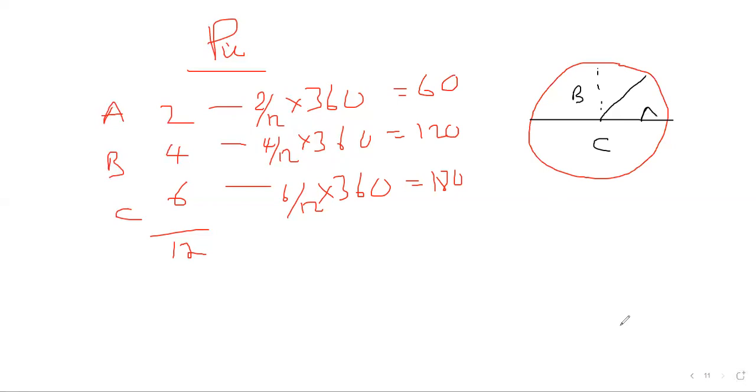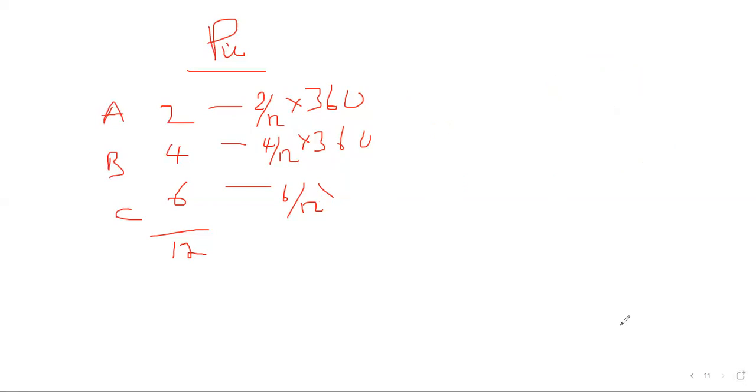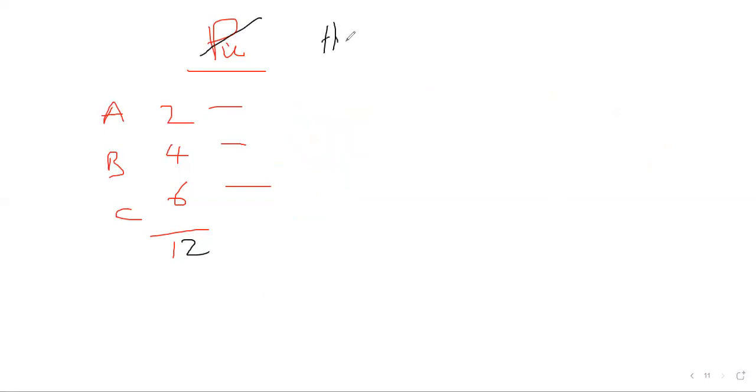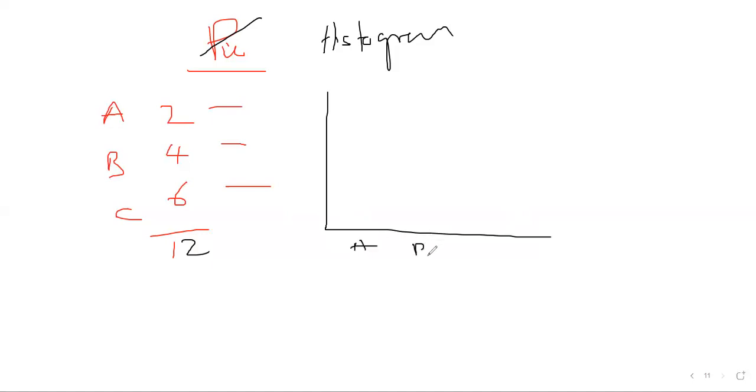Right. We can also use the same data to draw a histogram. So out of 12, instead of the pie, we're doing a histogram. The histogram is attached. So maybe we have apple, banana, and carrot. So we have A, B, and C.